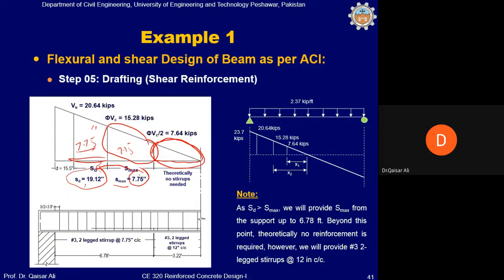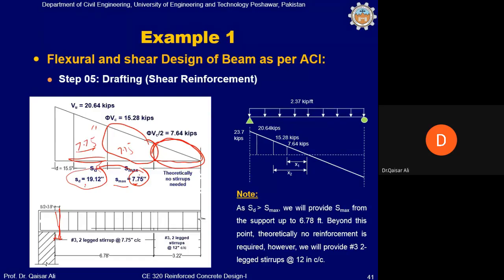The placement of stirrup shall be done in this manner. The ACI code says that the first stirrup shall be placed at a distance of spacing divided by 2. The spacing in this case is 7.75 inch divided by 2, which means 3.8 inch. The first stirrup will be placed at a distance of 3.8 inch from the face of the support, not at a distance of d. You should note this down.